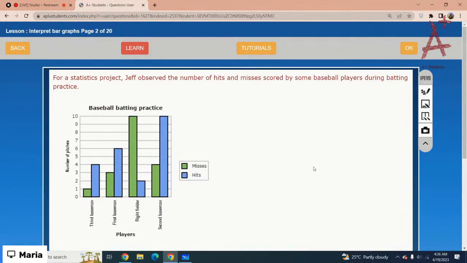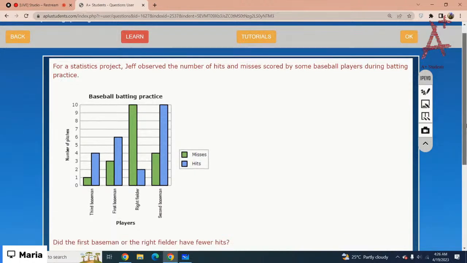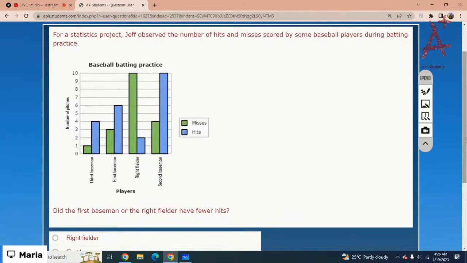Okay, for a statistics project, Jeff observed the number of hits and misses scored by some baseball players during batting practice. Did the first baseman or the right fielder have fewer hits? So first baseman, here is the first baseman. Blue is for hits. So how many hits do they have? They have 6 hits. Got it? And the right fielder. Here you have right fielder. Right fielder has 10 hits. Got it? So who has more? Right fielder. Got it?